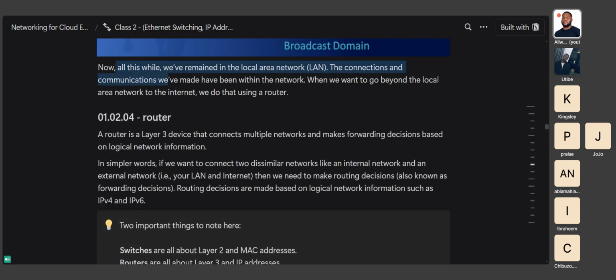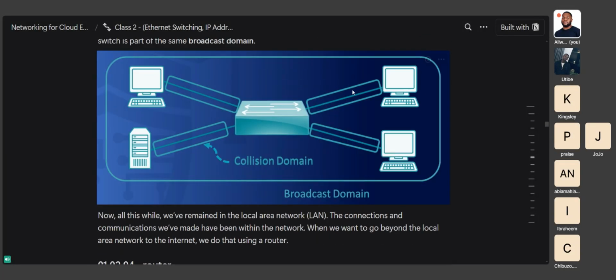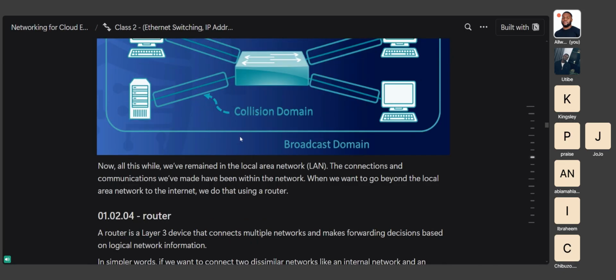Now, all this while, this is not supposed to be "wave." I think this is supposed to be "we are reminded." Oh, sorry. All this while we've remained. This is actually correct. I thought this was a typo. All this while we've remained in the local area network, the LAN, which is actually what this is. So now you can understand a lot more what LANs are. The connections and communications we've made have been within the network.